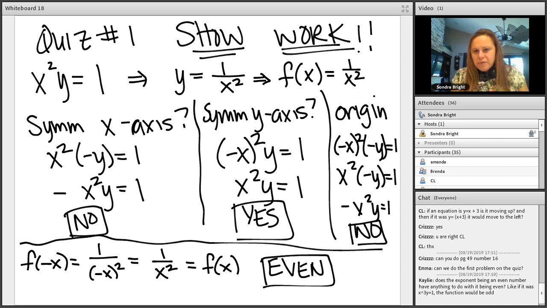Does the exponent being an even number have anything to do with it being even? Yes, that is not a coincidence. Like if it was x to the third times y equals 1, the function would be odd. The function, I don't think it'll be odd, but it'll be origin.